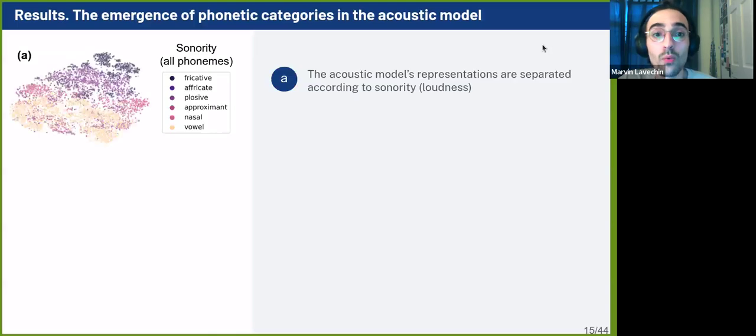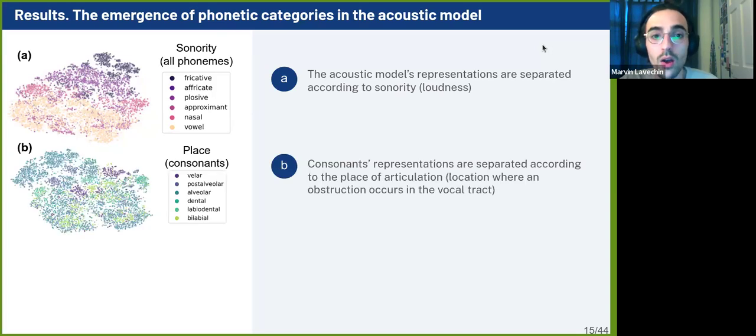All right, so next we look at what kind of information is present in the learned representation. So what does the model learn? We consider the acoustic model and we examine whether phonetic categories structure the learned representations. This is linked to the whole debate in language acquisition on whether infants have phonetic categories or not. We observe that representations are separated according to sonority, which is a measure of loudness.